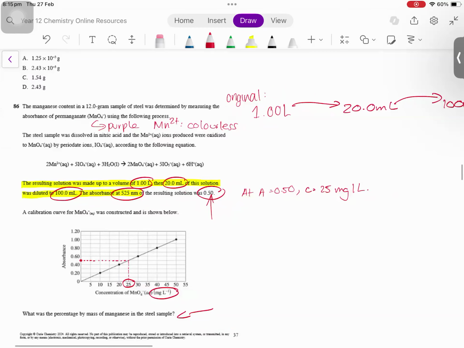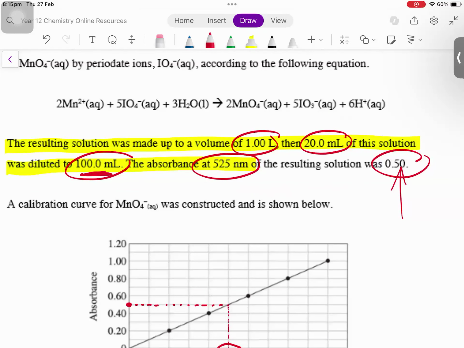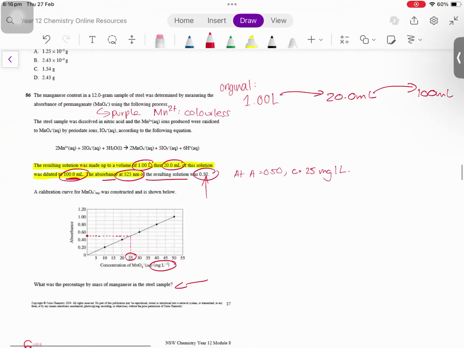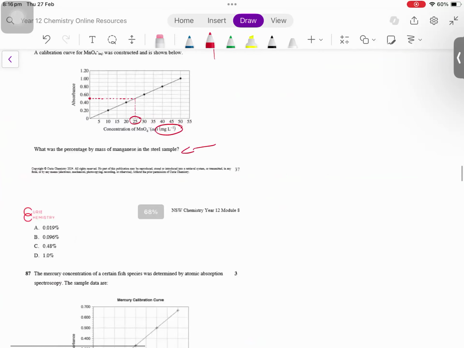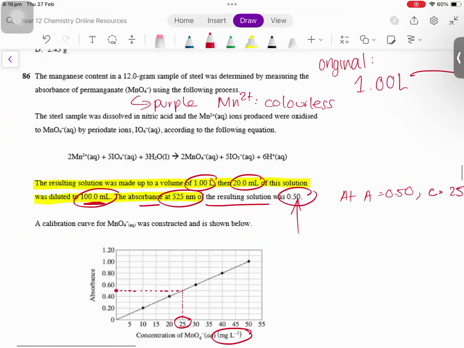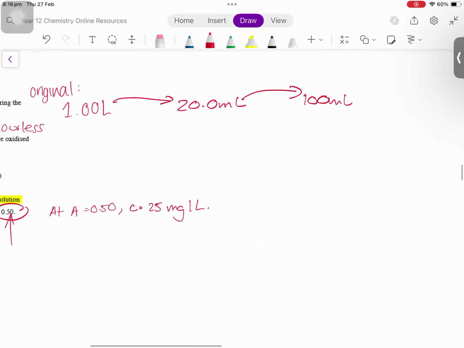And that's the final one. There's no volume change after that. And then they said the absorbance of the resulting solution was 0.5. So what that means is they did the test with the 100 mL sample. But they want the original steel sample, which means we have to work our way back up. So this concentration that we've got at the moment is the 100 mL sample that they ended up turning the original into.